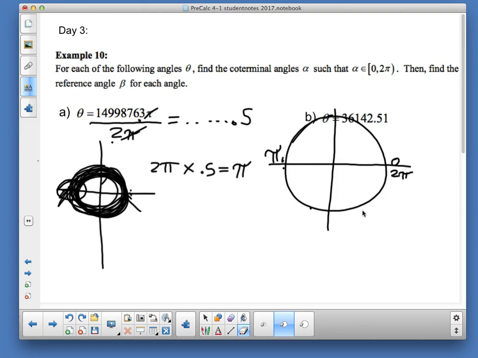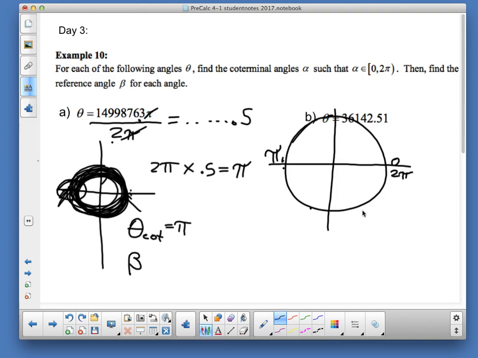Are we good? Now, we were asked here, for each of the following angles theta, find the coterminal angle. So this is theta coterminal, is pi to the given theta. And it's supposed to be between 0 and 2 pi, so that's it. And by the way, when I'm asking you to put my answer in radians, your range of answers should be between 0 and 2 pi, because in degrees, this is actually 180 degrees. Now, then find the reference angle.